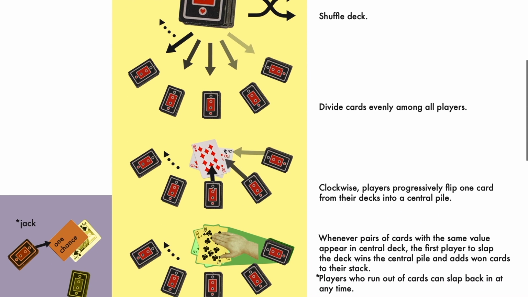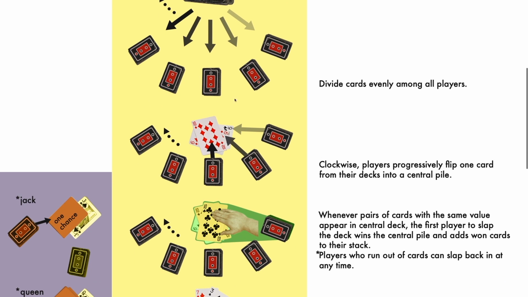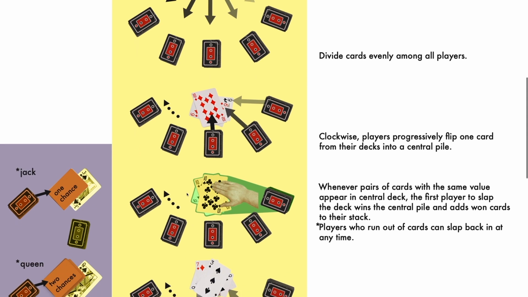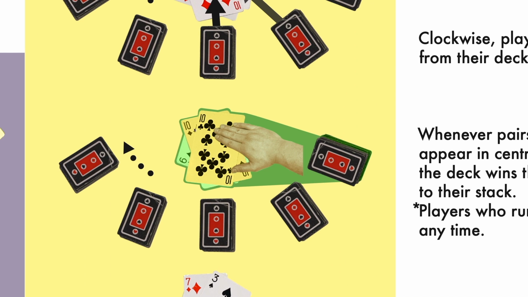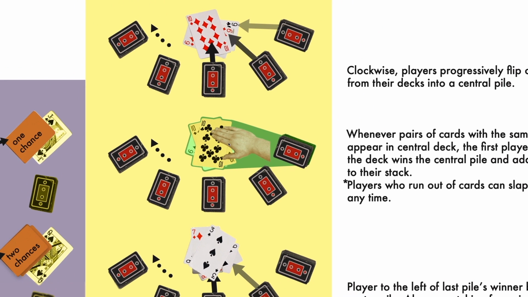And then again, showing the order of who plays what. So starting to the left of the dealer, they place the 9, next person places the 6, then we have the 10, going clockwise perpetually until you get the double. So when you get a double, you slap the deck and claim it. The goal of this game is to get all the cards.